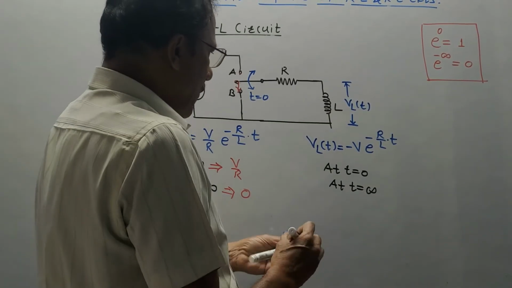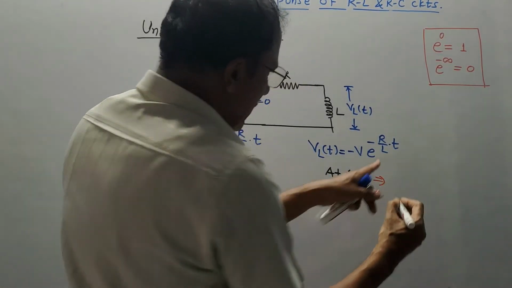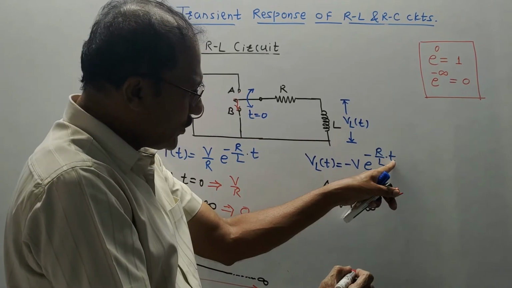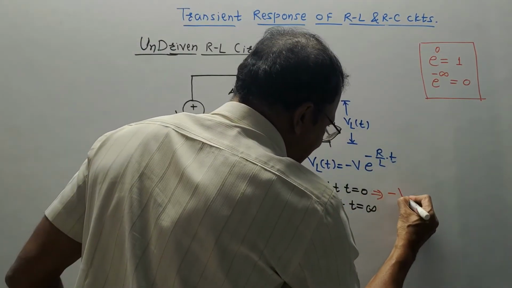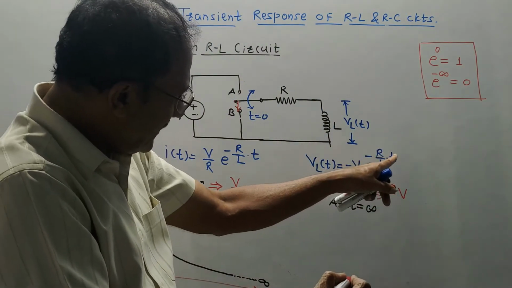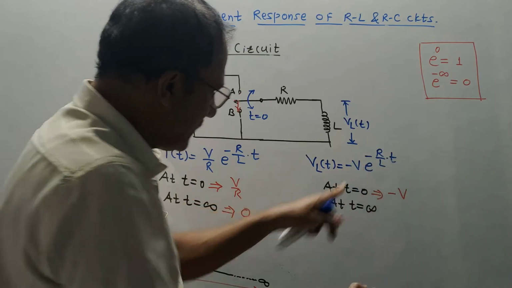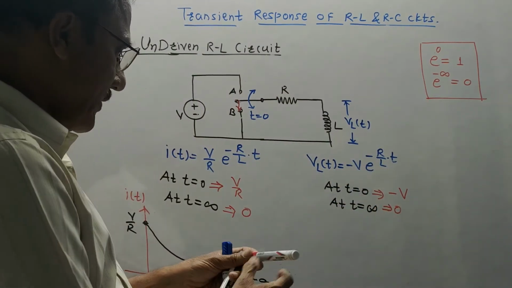Same logic for VL of t. At t equals 0, if I put t equals 0, this is e raised to 0. E raised to 0 is 1. 1 into minus V, I will get the answer minus V. If I put t equals infinity, e raised to minus infinity is 0. 0 into minus V is 0. So the answer is 0.